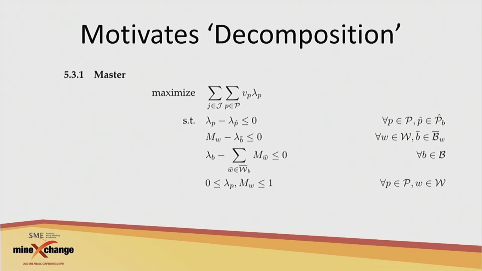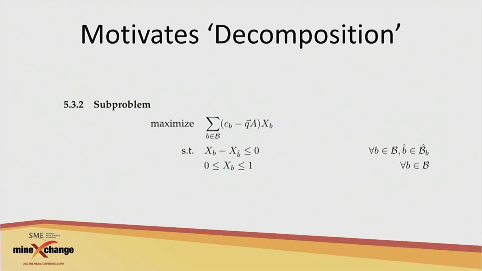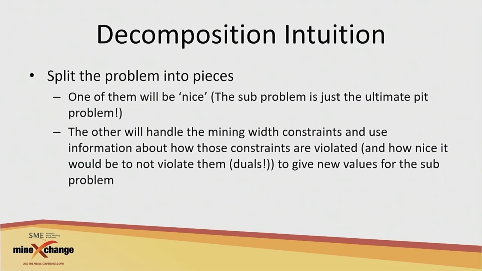So I'm going to split the problem into two pieces. The first piece is going to do mining widths. The second piece is going to be our ultimate pit problem again. And we're back to being happy, in the sense that we've taken the mining width aspect of it, lifted it out of the problem, and we're left with having to solve a bunch of ultimate pits. Let's do an example in just a second here.